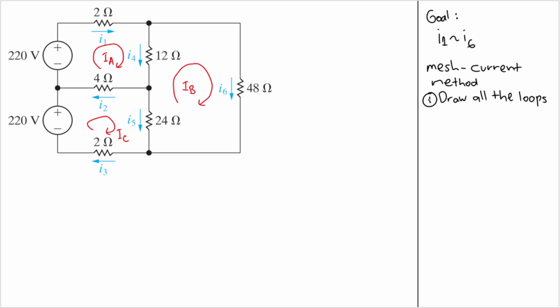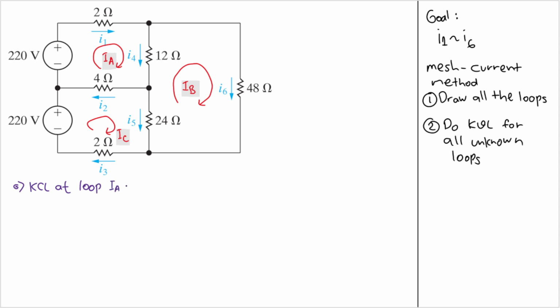And then the second step that we need to do is to do KVL for all unknown loops. We have 3 unknown loops, all of them unknown: IA, IB, and IC. Let's start with IA first. So I need to do KVL at loop IA.